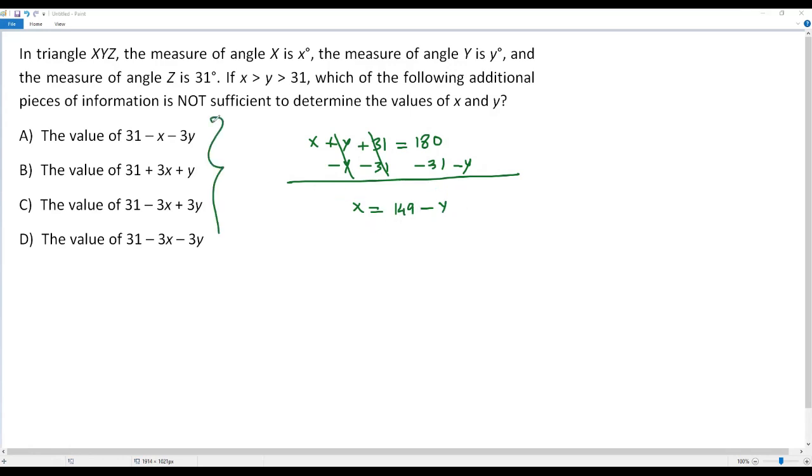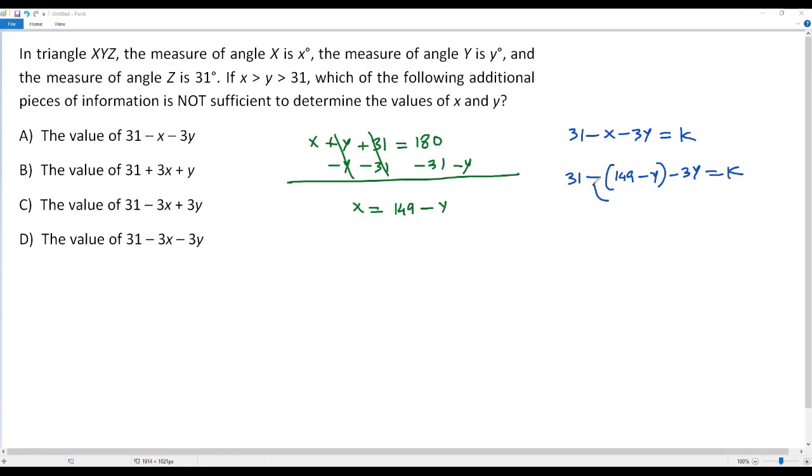Now, in the given answer choices, we have expressions, and we have to find the one which is not sufficient to determine the values of x and y. Let me verify answer choice A. Let's assume we know the value of this expression, and that value is k. Then we can write 31 minus x minus 3y equals k. Now we know x in terms of y, that is 149 minus y, so let's plug that in for x. We have to check whether we'll be able to solve for y or not. So we have 31 minus (149 minus y) minus 3y equals k.